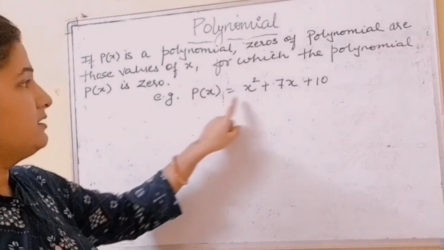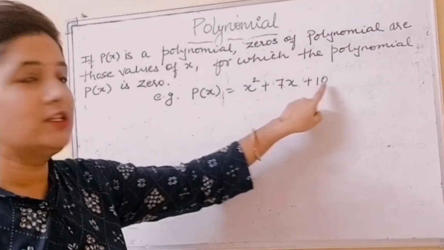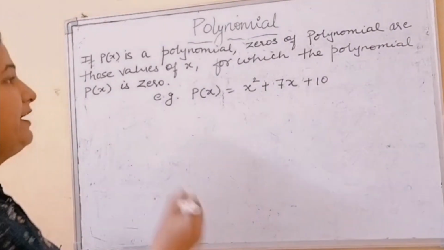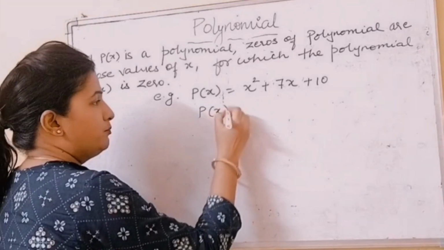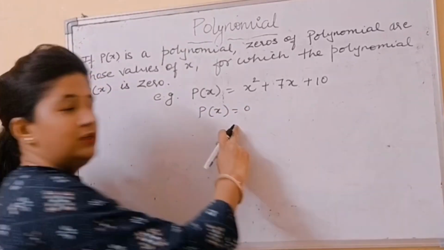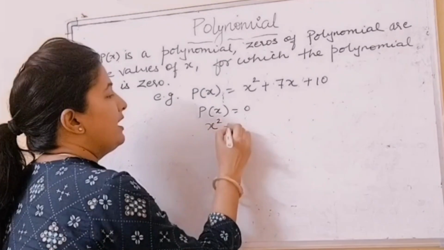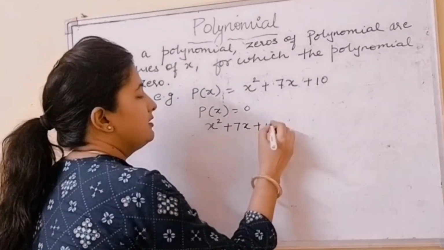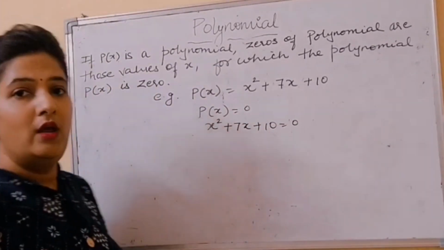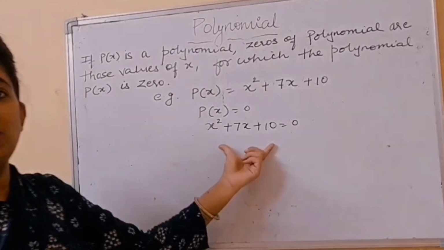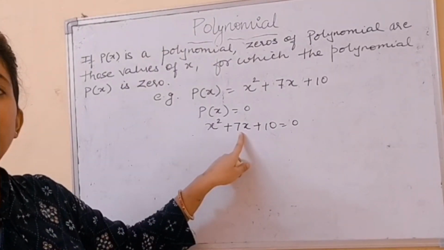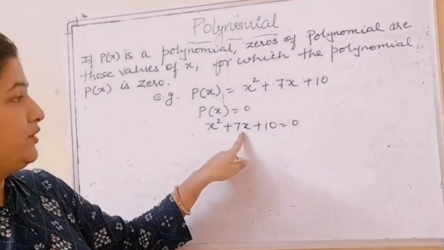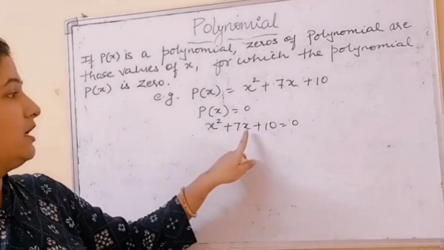It is p(x) equals x square plus 7x plus 10, and I need to find the zeros of the polynomial. So I will put the polynomial equal to 0. That means x square plus 7x plus 10 is equal to 0. Now I need to solve this equation and find the roots, and to solve it we need to split the middle term into two numbers whose product is 10 and the sum is 7.